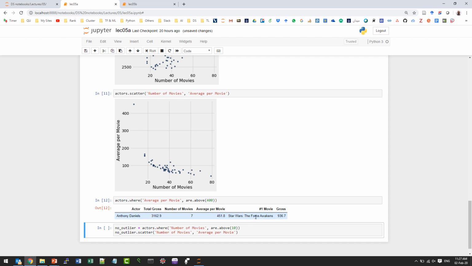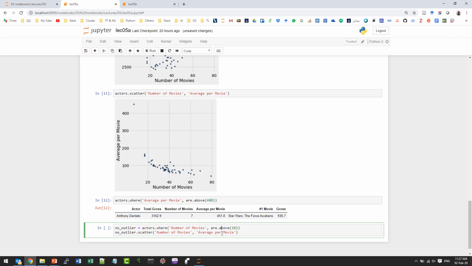And if you look at the top movie, you will find that it's one of the very popular series, which is Star Wars. And that actually gives us an intuition behind why this is an outlier. It seems like all the 7 movies that he was involved in were in that series, which was very popular. So that's why the average of his movies was much higher than the others.